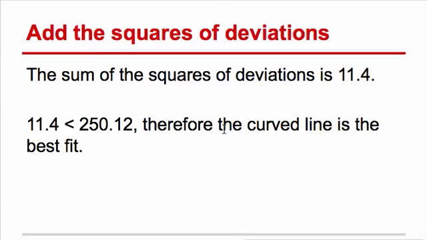So in some of your homework, you will be typing in the data and coming up with a quadratic regression. You'll be looking at the curve and deciding whether it is more like a curve or more like a straight line. One way you can put a numerical value to it is by finding the deviations, squaring them, adding them all up, and seeing which number is smaller. Smaller is better when it comes to deviation.